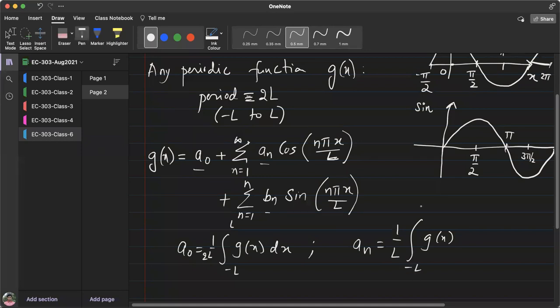Okay, so again, you do the same integration over the entire period. So to know a_n, you need to multiply with the corresponding cosine basis function.